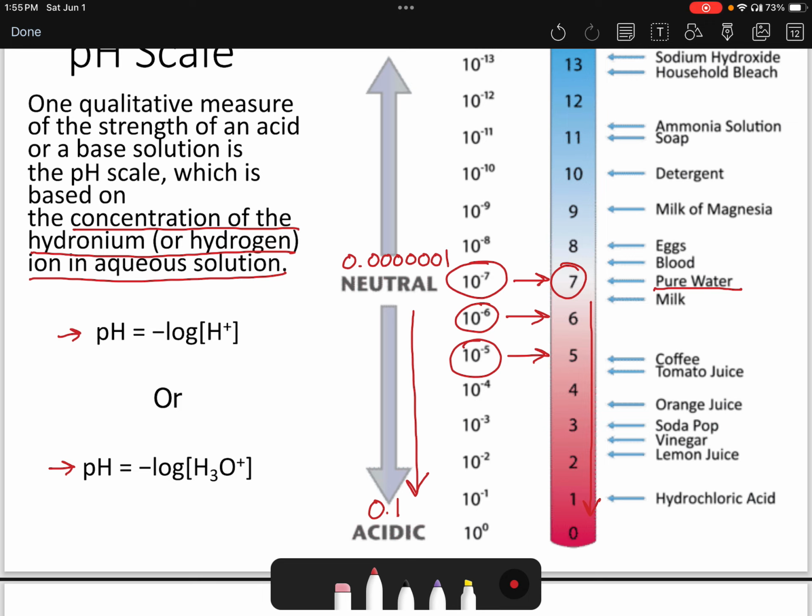So that's also really handy if you're given a concentration of hydrogen ions. Usually the pH value is going to somewhat match the exponent. So it'll just be the positive version of the exponent.